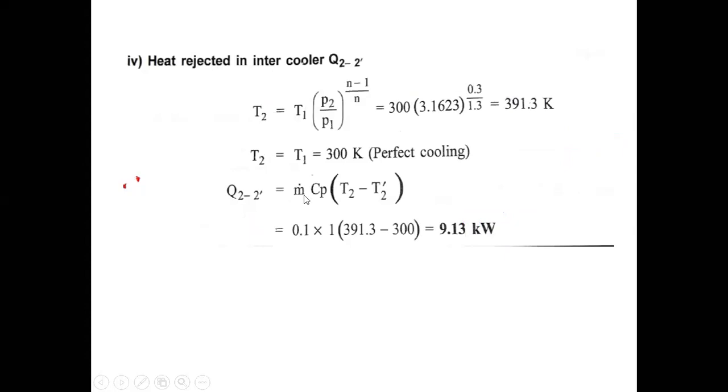So heat transfer will be m dot into Cp into (T2 minus T2 dash), where the T2 temperature is 391.3 and the T2 dash temperature is nothing but the T1 temperature, that is 300. So the heat rejected in the intercooler will be 9.13 kilowatt. Means in order to bring the air temperature to the atmospheric temperature, we need to reject 9.13 kilowatt of heat, to bring the air to the surrounding temperature.